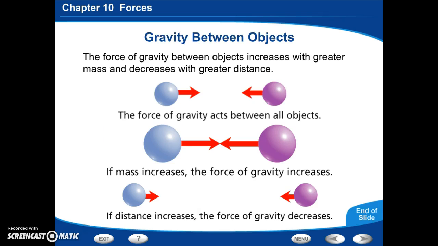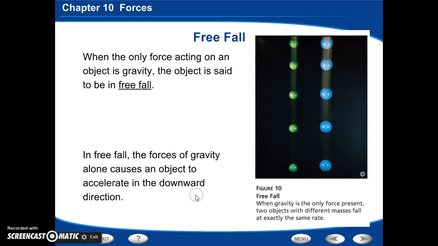A couple of things have a bearing on that. If the size of the objects is small, they're going to have less gravitational force than when the size of the objects is bigger. Here, these are going to have more gravitational force acting between the objects. And if the objects are further away from each other, they do have a gravitational pull, but it diminishes when it's further away. So what happens during free fall?